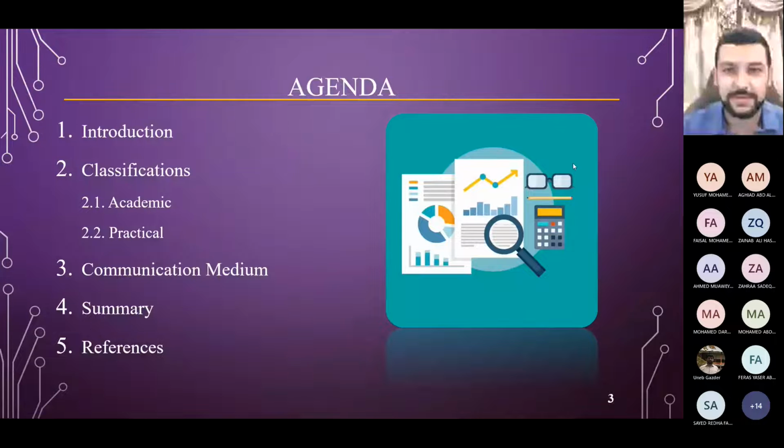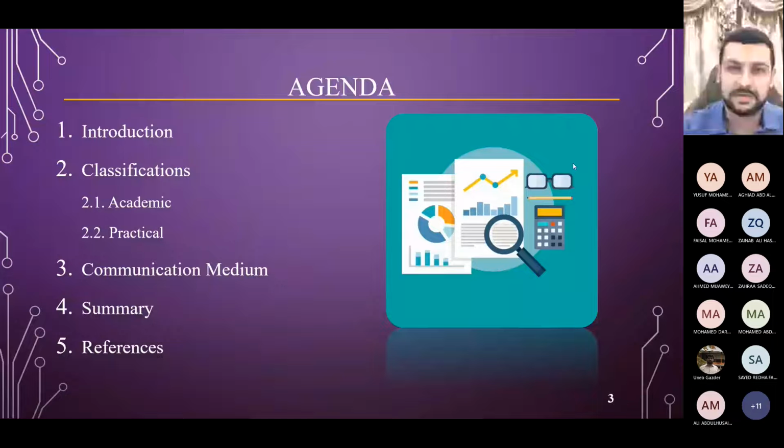I'm very glad today to share with you some of my thoughts about technical report writing and communication. Our agenda today will include some introductions about the topic, as well as some of the classifications of technical report writing and communications in general, as well as some of the communication mediums that have helped me through the years, and currently even, to communicate ideas and present them. And we'll then end up with a small summary for all.